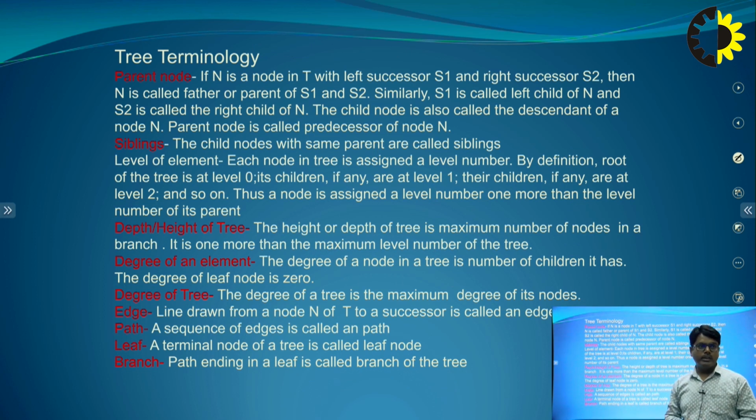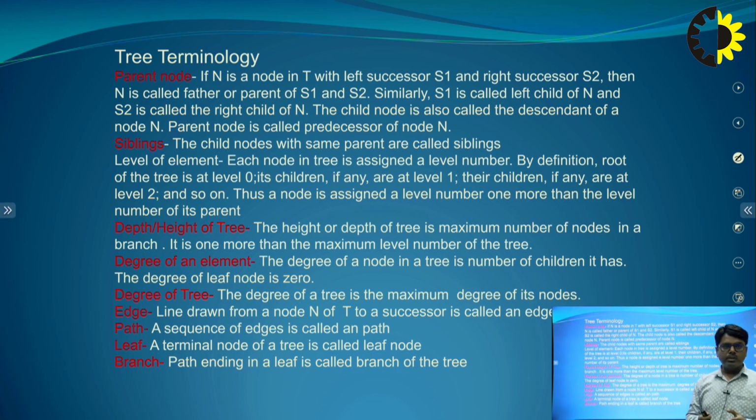As per the tree terminology, let us define the parent node. If n is a node in T, that is a tree, with a left successor, as I have already shown in the previous tree diagram, A was a node and there were subtrees attached on either the left side or the right side, depending upon the number of nodes present. So if n is a node in T with left successor S1 and right successor S2, then n is called the father or parent of S1 and S2.